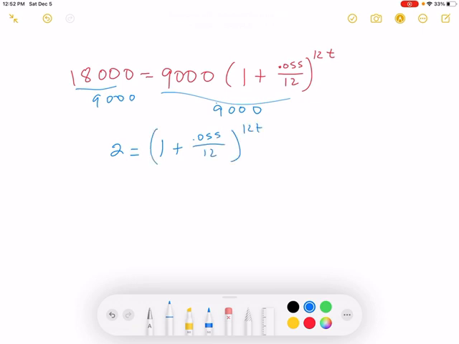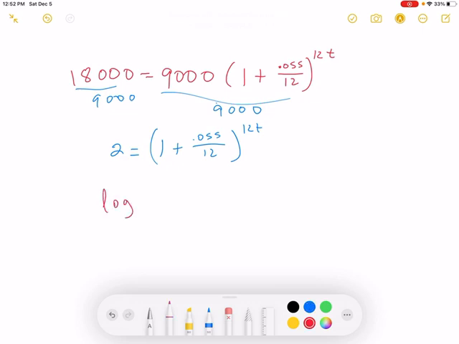All right, 0.055 divided by 12. So it's an ugly number, so we'll just leave it as is since it's a big decimal. We won't try to reduce the inside of the parentheses. But if you guys remember, this is an exponential. In order to solve exponentials, you have to use logs.